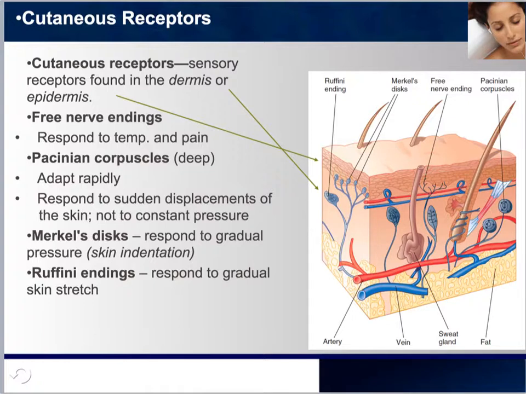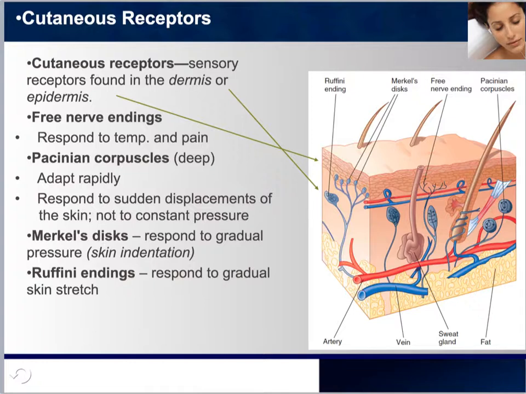Think of perhaps putting on a pair of socks in the morning before going to school, and you would see that initially you would probably feel the socks, but throughout the day you would not. And the reason why is because the Pacinian corpuscles have adapted rapidly to the presence of that stimulus, and they do not send a signal over to the brain to alert you that you have socks on.